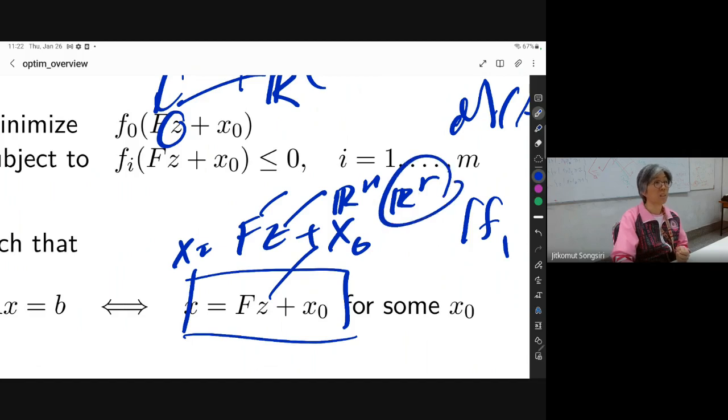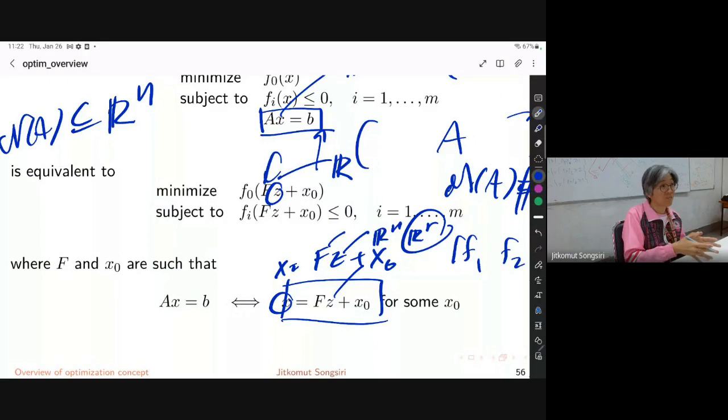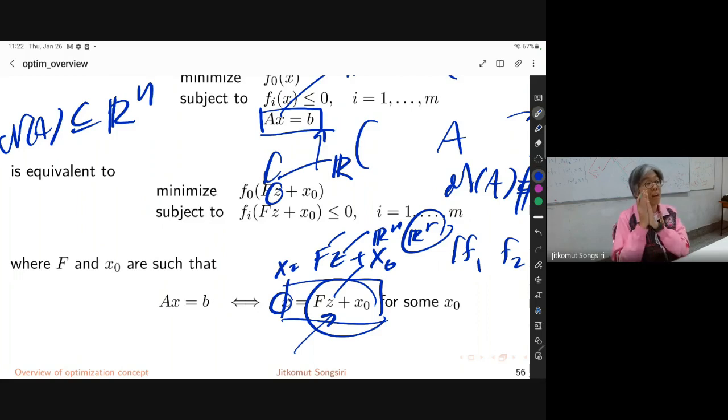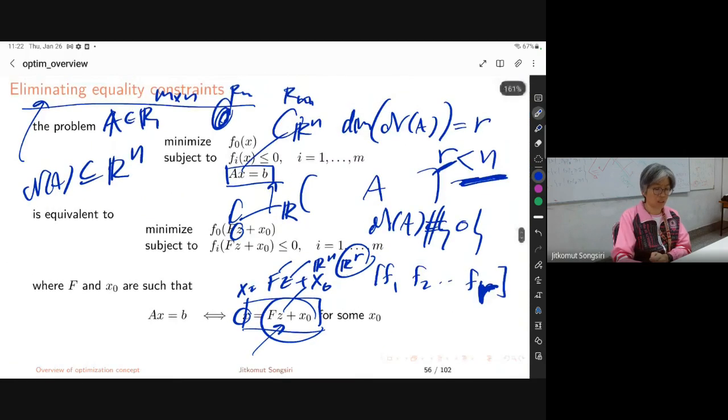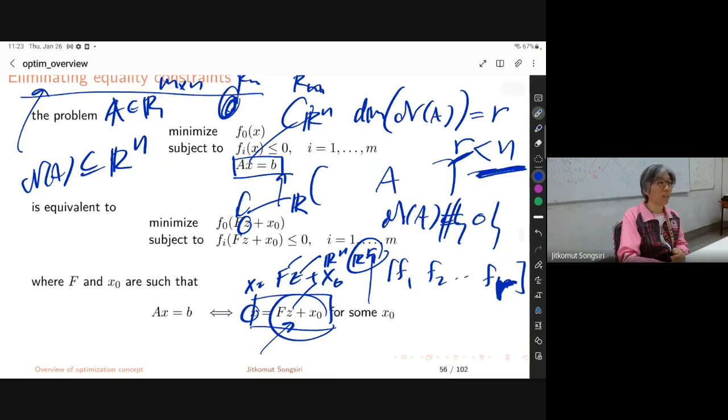RR, right? So now you get rid of X because you characterize it in another way in terms of the variable Z instead, and that becomes a lower dimensional problem because the dimension of Z is R, which is less than N. Okay. You have done it in your homework.